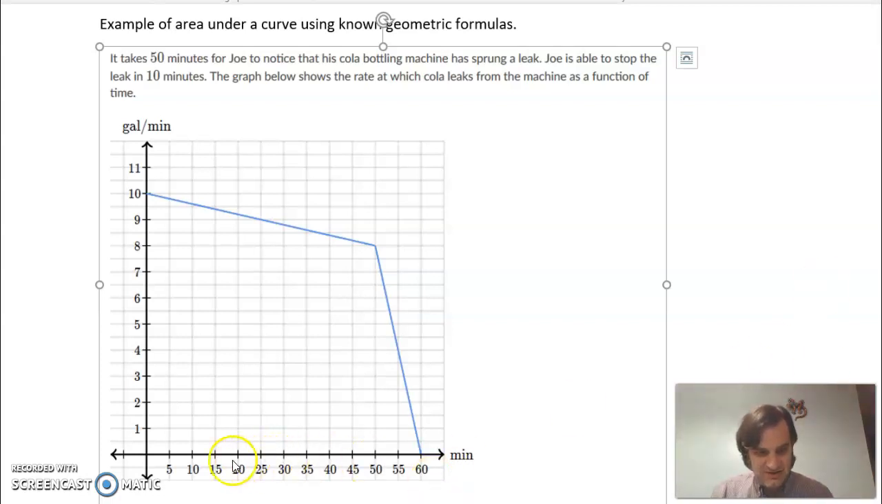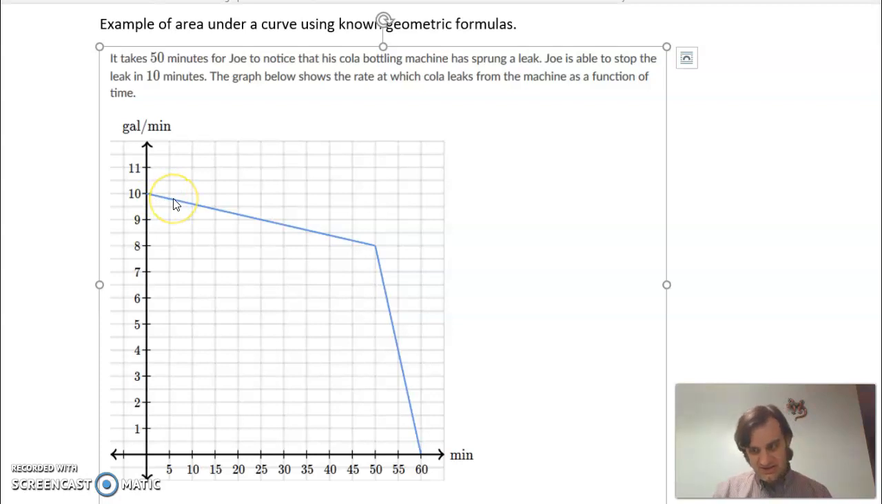So if you look at the graph, you can see that from 0 to 50, he has this slow decline, which is the leak. Joe is able to stop the leak in 10 minutes. Well, that is when he figures it out at 50 and at 60. So more or less what you're seeing here is when the leak first starts, he's losing 10 gallons per minute.